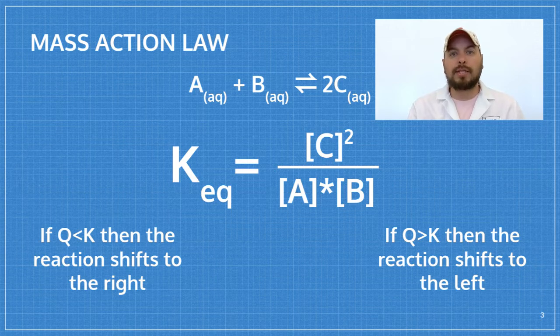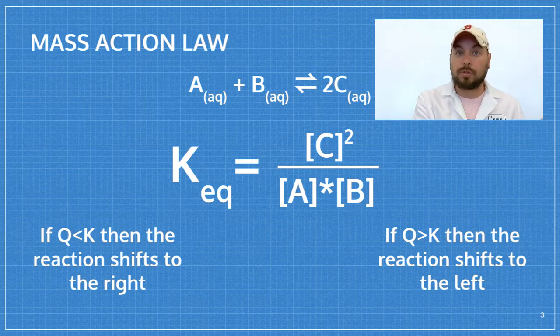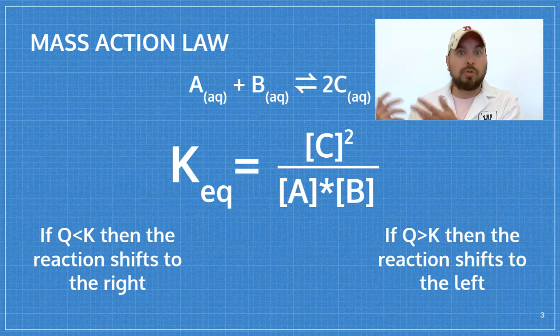If Q is less than K, we are going to favor our forward direction. That means products are going up, positive change. Reactants are going down, negative change. If Q is greater than K, then the products are going to go down and the reactants are going to go up. So the products would be a negative X or 2X or whatever, and the reactants would be a positive X or 2X or whatever.